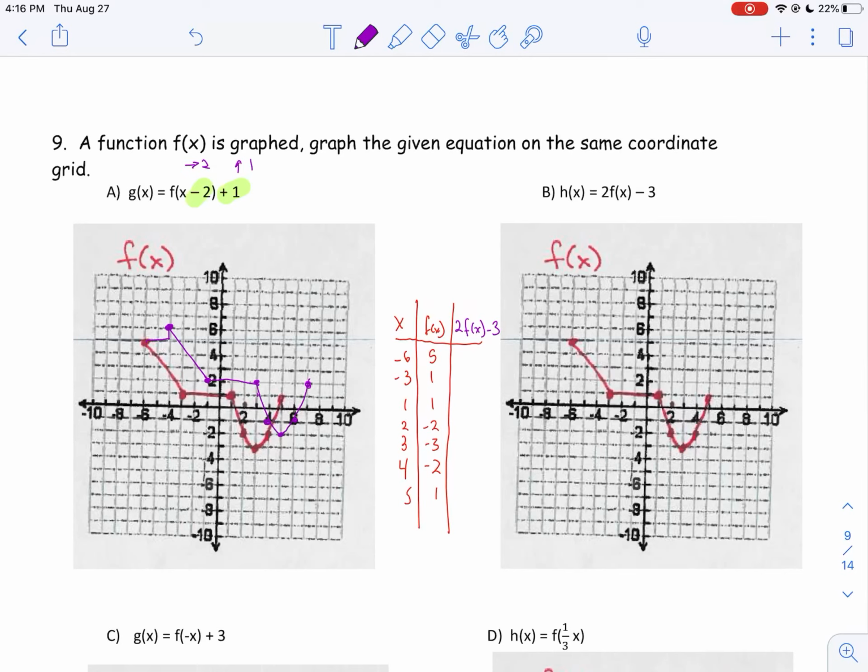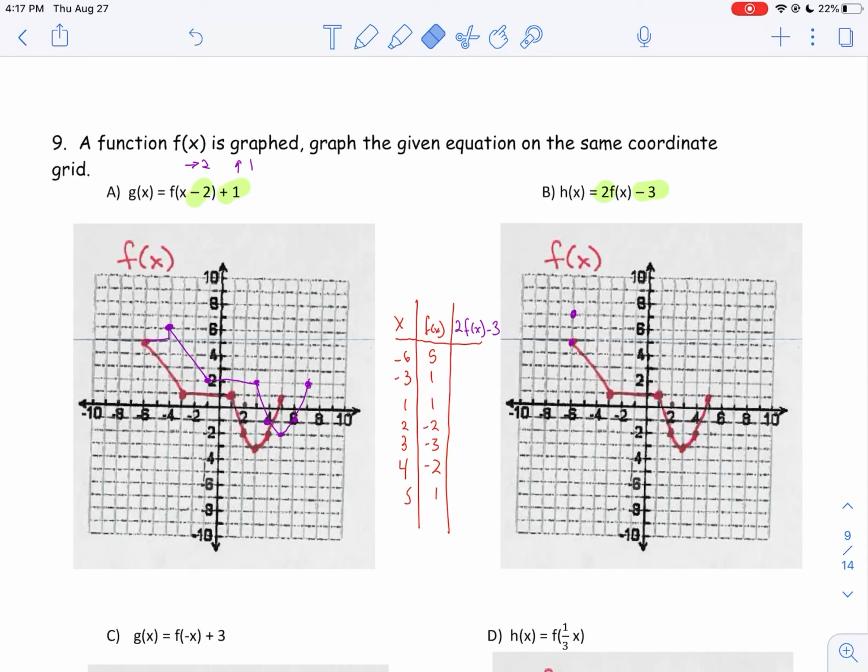You'll notice it shifted the whole thing right 2 and up 1. Here, times 2 minus 3. What's that going to do? Vertical stretch by a factor of 2 times 2, and then subtract 3. You can do this on the graph and think, okay, this y value is 5 times 2 would give me 10, and minus 3 would end up here.